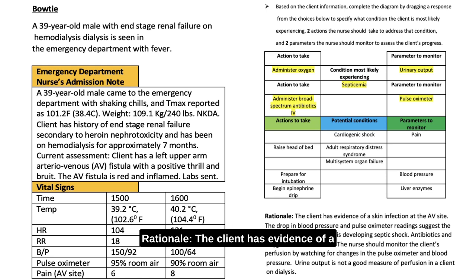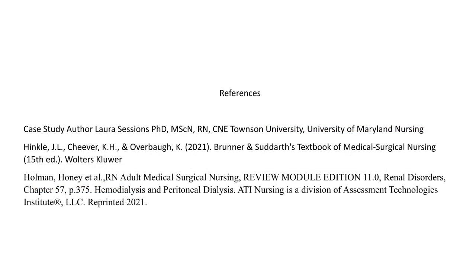Rationale: the client has evidence of a skin infection at the AV site. The drop in blood pressure and pulse oximeter readings suggest the client has septicemia and is developing septic shock. Antibiotics and oxygen are most needed. The nurse should monitor the client's perfusion by watching for changes in the pulse oximeter and blood pressure. Urine output is not a good measure of perfusion in a client on dialysis.